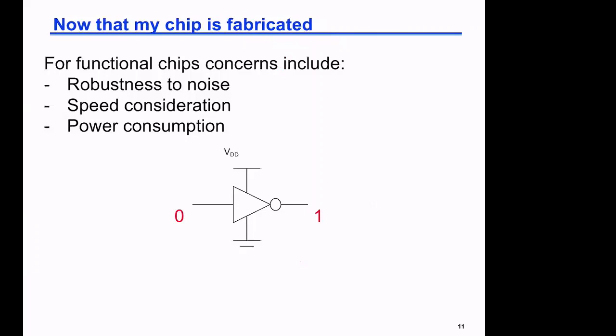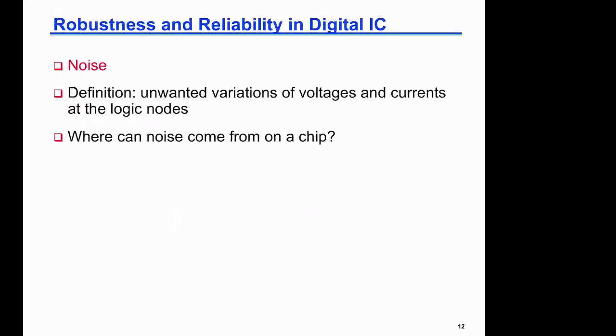Now we talked about fabrication, we talked about cost. We're now going to dig into the three concerns that we care about once the chip is functioning and fabricated: its robustness to noise, its speed or delay consideration, and its power consumption. Here I'm showing you an example of a small circuit, the inverter. Hopefully you remember it. If I input a 0, I will get a 1, and if I input a 1, I should get a 0.